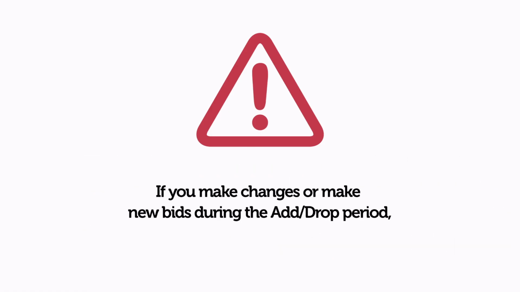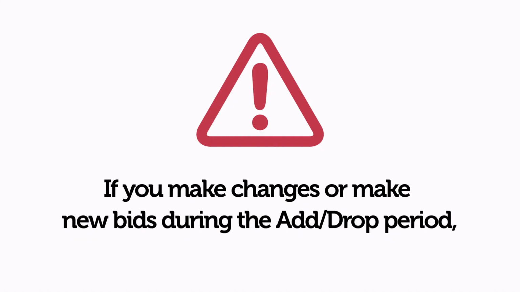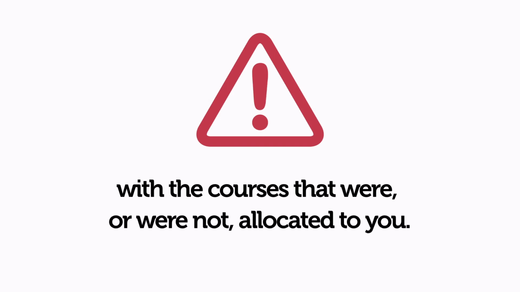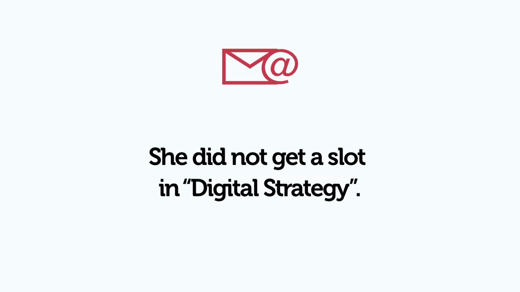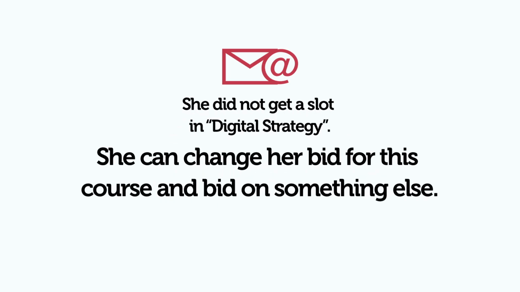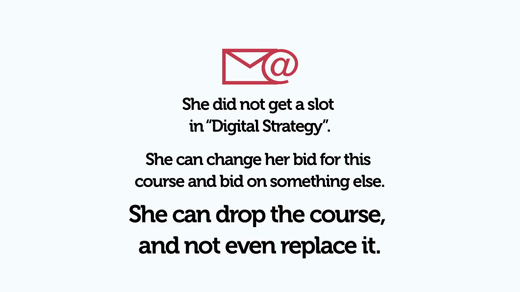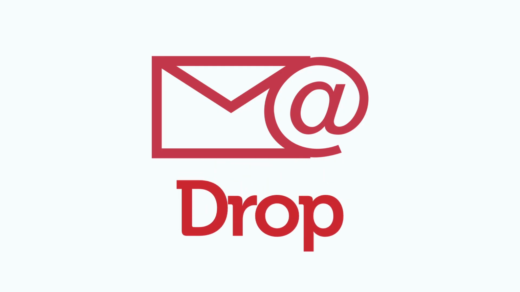If you make changes or make new bids during the add/drop period, you'll receive a notification by email to your Nova email account with the courses that were, or were not, allocated to you. The email that Anna got also says that she did not get a slot in Digital Strategy. She can change her bid for this course and bid on something else, or she can drop the course and not even replace it. If Anna decides not to take the course, she clicks on the red Drop button.